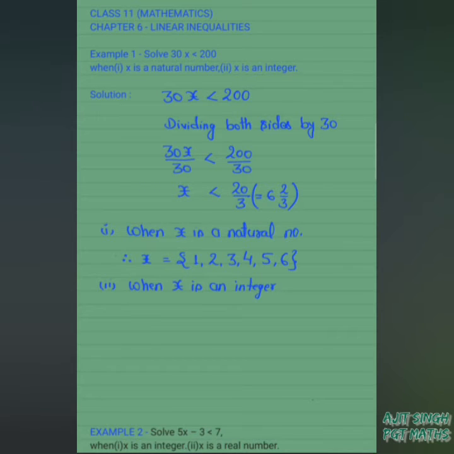So when x is less than 6 and 2 upon 3, the value of x is minus infinity up to minus 4, minus 3, minus 2, minus 1, 0, 1, 2, 3, 4, 5, 6. So if x is an integer which is less than 20 upon 3, that is 6 and 2 upon 3, the integers less than 6 and 2 upon 3 are 6, 5, 4, 3, 2, 1, 0, minus 1, minus 2, minus 3, minus 4 up to minus infinity. These are the values of x which will satisfy the given inequality.